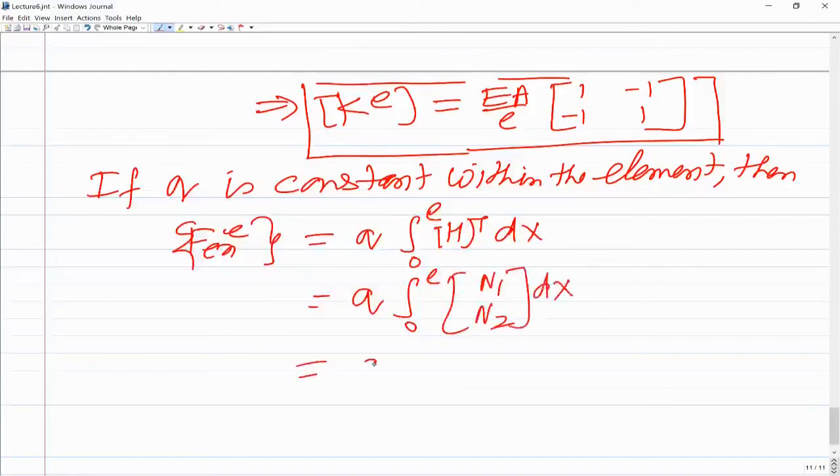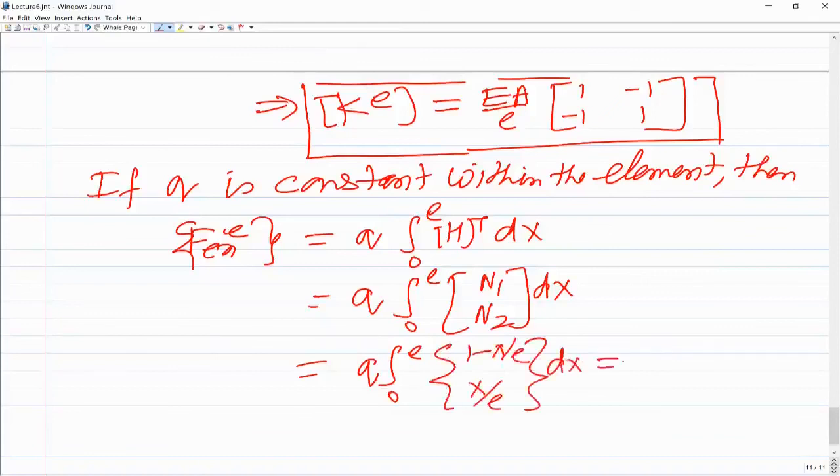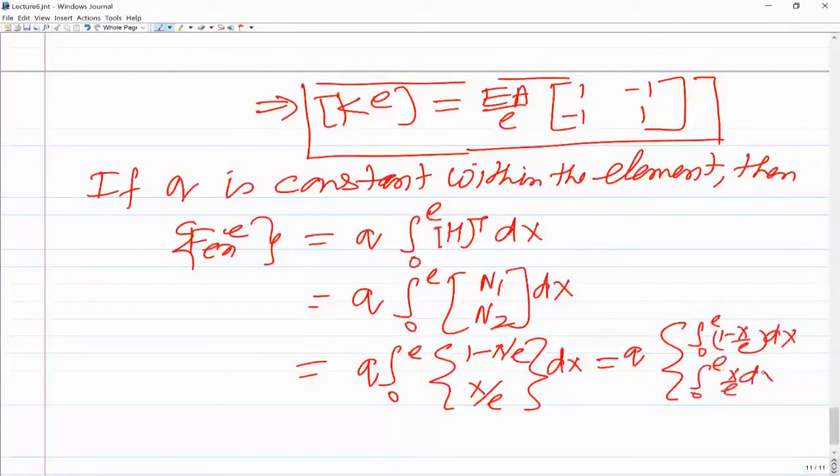And if you look at this, q integral 0 to L, and we have curly bracket, because now finally it's a column. So we have N1 as 1 minus x by L and N2 as x by L, dx. So this would be equivalent to q, and then integral 0 to L of 1 minus x by L dx, and integral 0 to L of x by L dx. So now you have to carry out this integral.